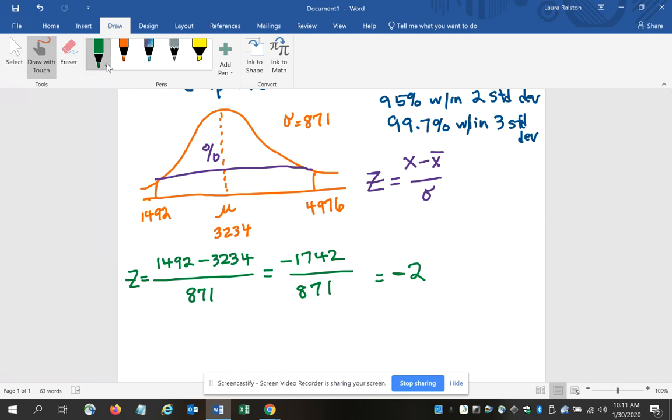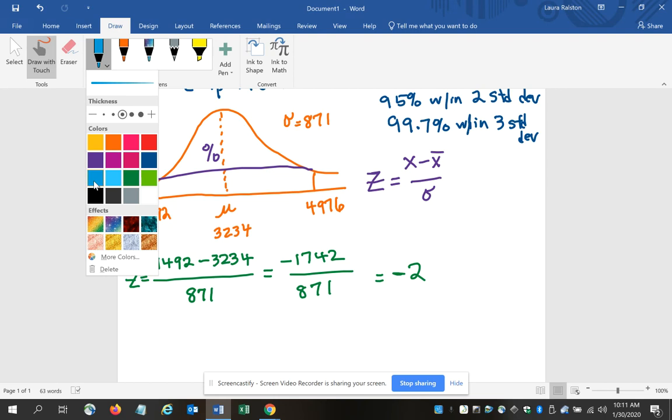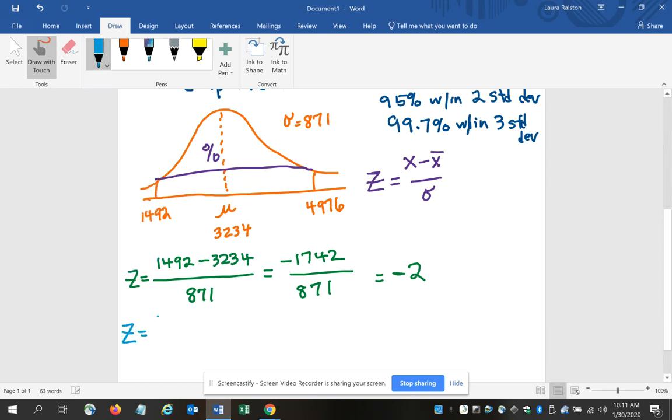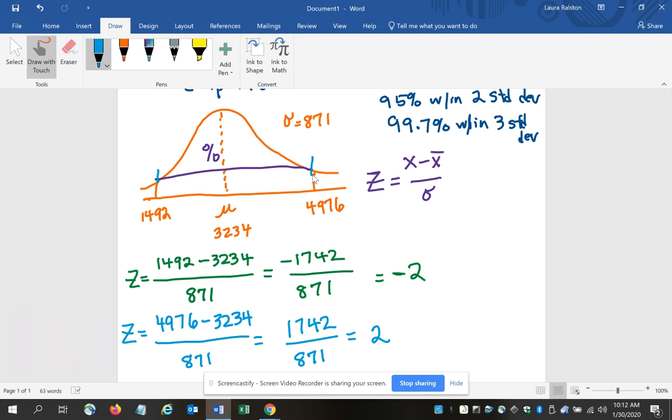Then I'm going to go back and calculate it for the upper limit. For the upper limit, I would have z equals 4,976 minus 3234 all over the standard deviation of 871. Again, perform the subtraction in the numerator first. So 4976 minus 3234 is, in this case, positive 1,742 divided by the standard deviation of 871, which gives me 2. So basically we're 2 standard deviations below, 2 standard deviations above, and according to the empirical rule, we know that 95% of our data values fall within that range.